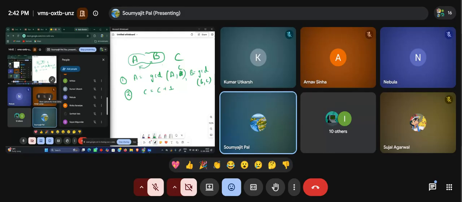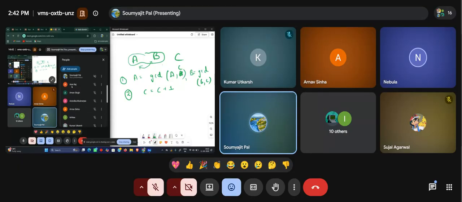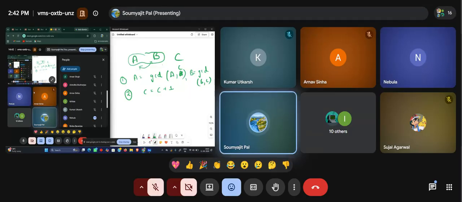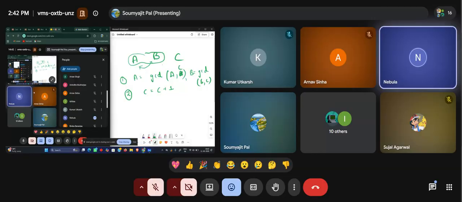Any observation? Any greedy approach you can share? Alok, Arnav, Nebula. Bhaiya, I was thinking it would be done in 20 to 30 steps maximum. Okay, why do you think so? It can be solved in a finite number of steps, because if we repeatedly take GCD, and if we increment, we will encounter a prime number very soon. Yeah, right.